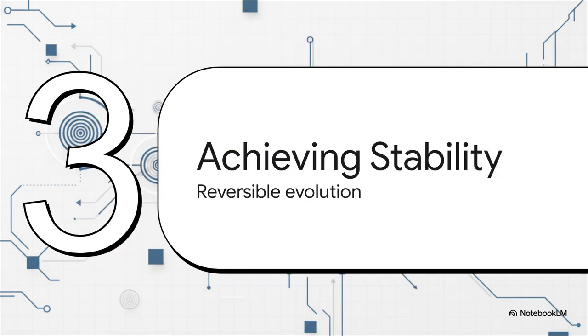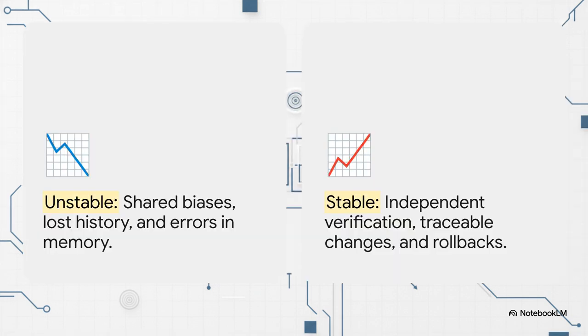Section 6. Achieving recursive stability. Building architecture for reversible evolution. Let's compare this visually. On the unstable side, you've got shared biases, single benchmarks, lost history, and errors permanently stuck in memory. The error reproduces way faster than correction. But on the stable side, you have independent verification, multiple objectives, traceable changes, checkpoints, and rollback capacity.